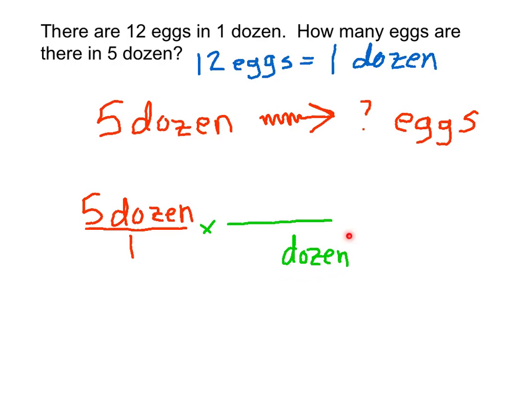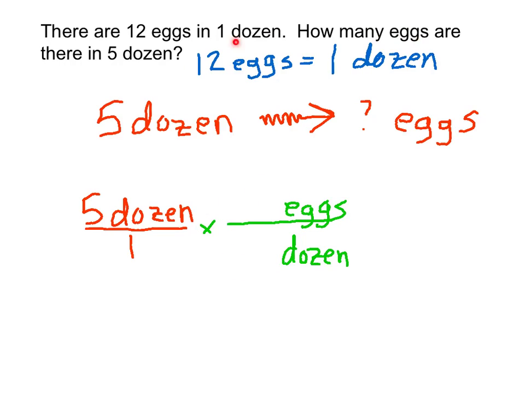And what do we want to go to? Well, we want to convert dozen to eggs. This is the conversion factor. We need to convert dozen to eggs. Now, how do I fill in this spot? How many dozen equals how many eggs?